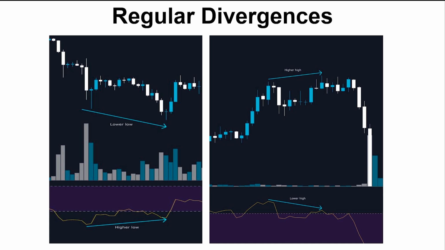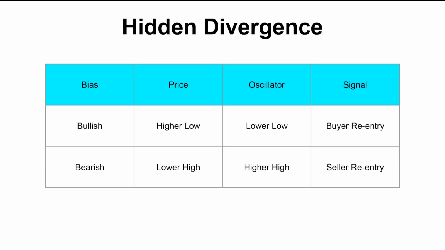Now let's switch gears and talk about the other kind of divs. Hidden divergences. Hidden divergences, or hidden divs, are unique because they provide us opportunities to re-enter the market in the direction of the trend. Instead of signaling potential trend reversals, hidden divs signal trend continuation. You'll usually find them during retracements in an uptrend or a downtrend.